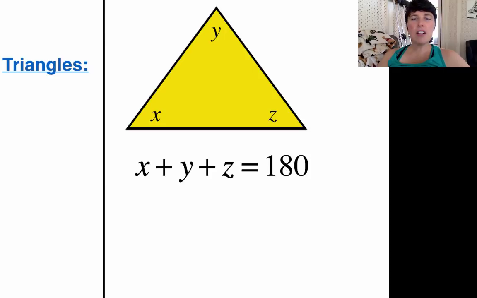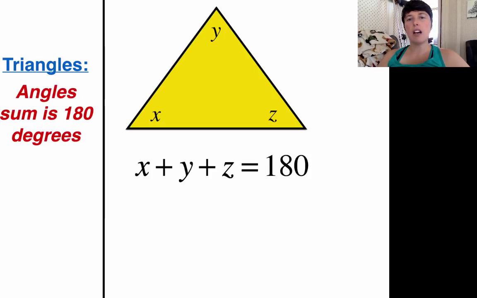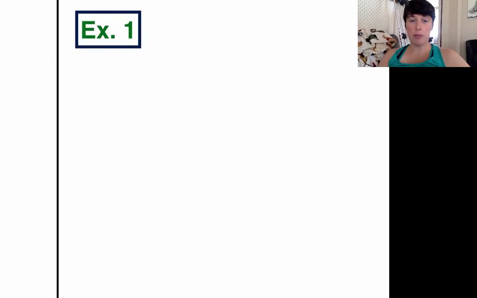So let's write that down on the left-hand side as kind of a note here. Triangles, angles sum is 180 degrees. That's a pretty important note for this video, and it's going to help us solve some problems. We're going to try some questions.